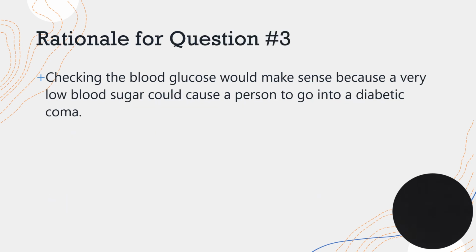This is the rationale for question number 3: checking the blood glucose would make sense because a very low blood sugar can cause a diabetic patient to be comatose. And if we didn't have the information that the mother provided about her son taking drugs, we could assume that maybe he was diabetic, and that's why we would check the blood sugar to see if it was low.